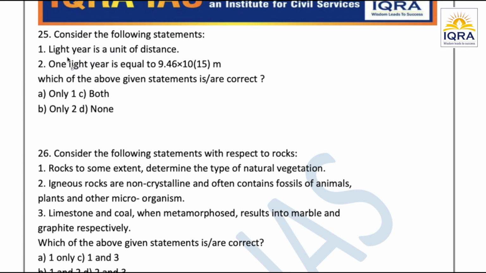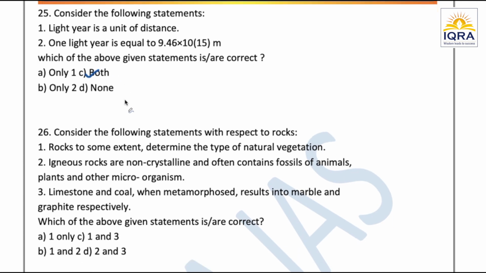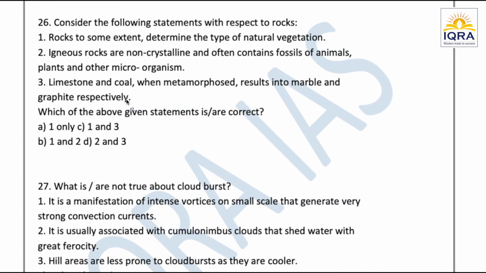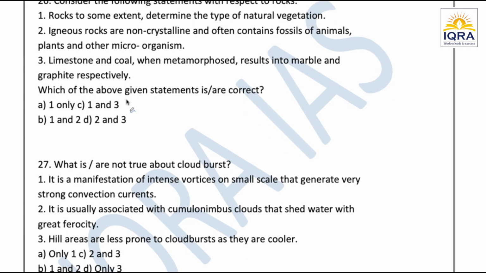Consider the following statements. Statement 1, light year is a unit of distance. Okay, 1 light year is equal to 9.46 × 10^15 meters. Here option C is correct. Both the statements are correct, because 1 light year is equivalent to about 9.46 trillion kilometers, right? So hence both the statements are correct here, right? Moving on to the next question, question number 26.